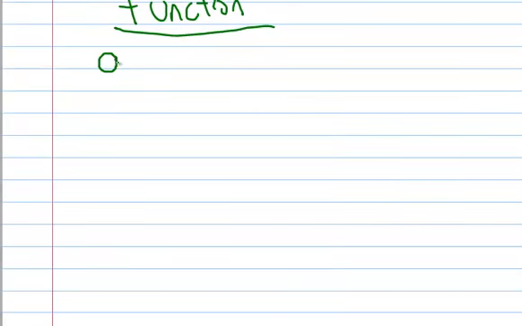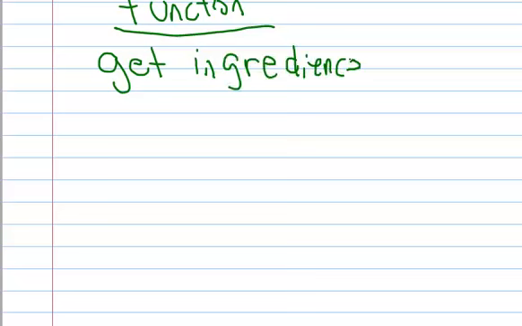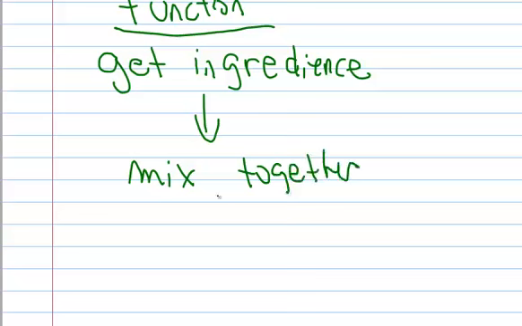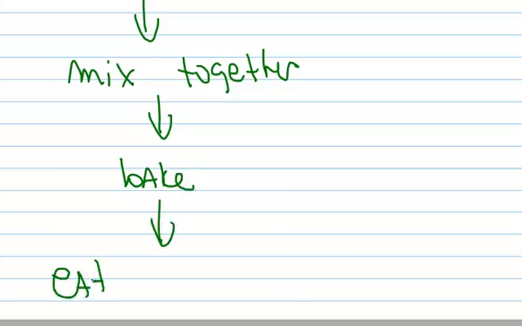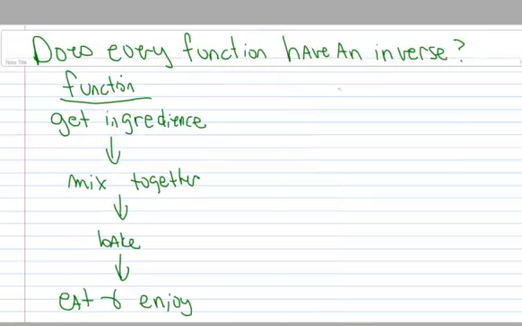So step one, I'm going to get my ingredients. Step two, I'm going to mix it all together because I'm making cookies. Step three, I'm going to bake my cookies. And step four, I'm going to eat and enjoy my cookies. There's my function. So let's make an inverse.